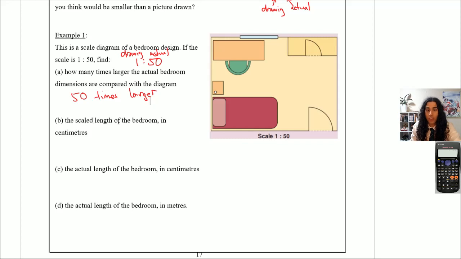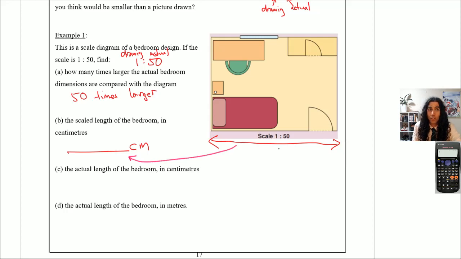Okay, scaled length of the bedroom in centimeters. So the length of the bedroom is down here. The scaled length. They just want you to say how long that is. Now this you're going to need a ruler for. So I need you to pull out a ruler, and you need to measure that. How many centimeters is that one there? You need to measure that one. So that one goes there.